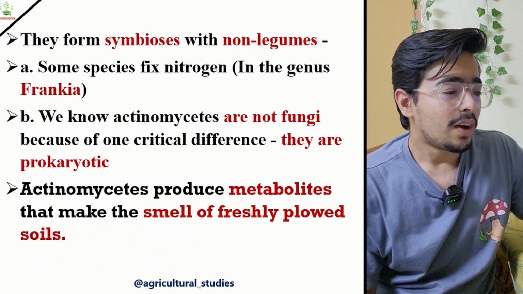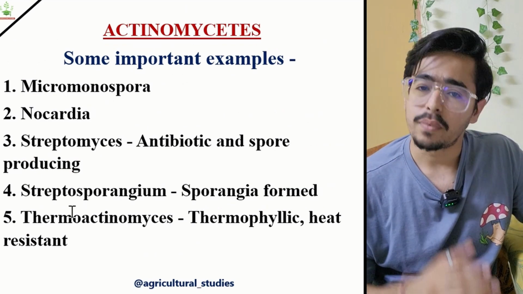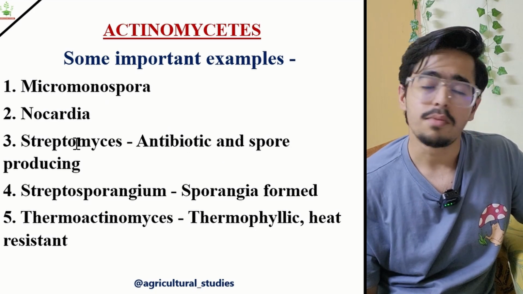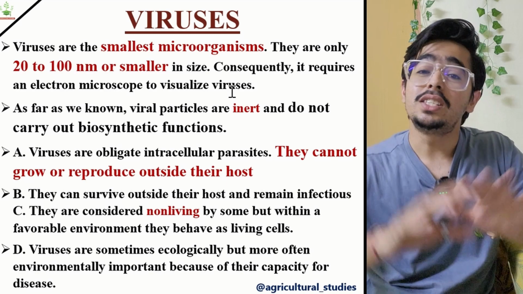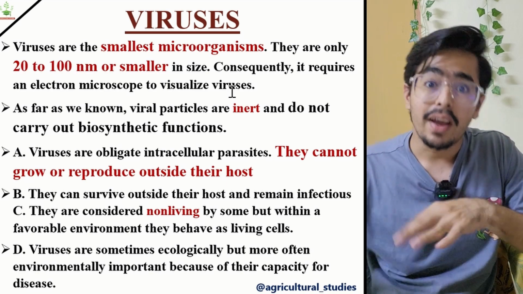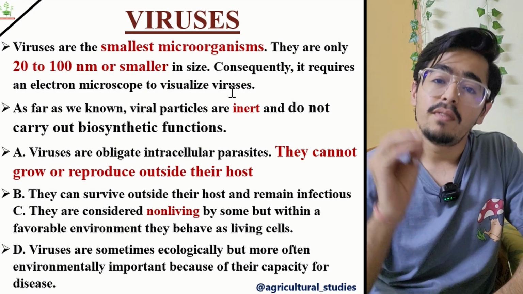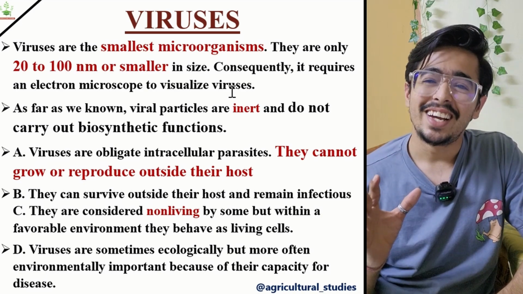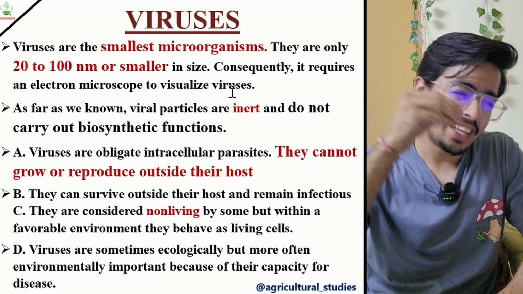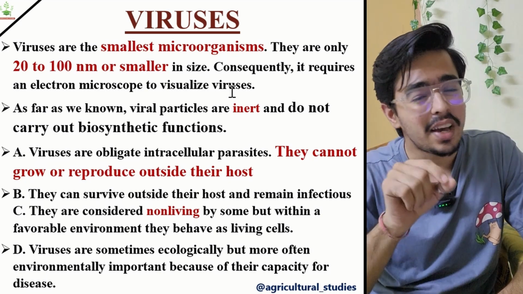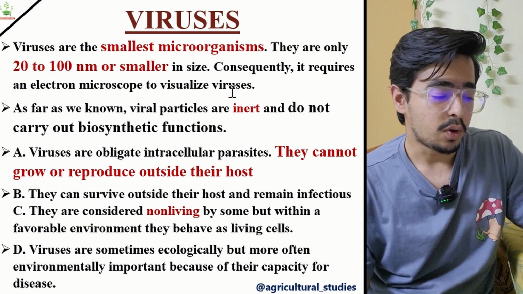Okay, so some important examples like Micromonospora, I have already mentioned those names, and you can remember some important examples of actinomycetes. Next is viruses. These are important facts related to actinomycetes that can be directly asked in various examinations. And the most important point was geosmin, which was unfortunately not mentioned on the slides, but I will surely be adding it onto the screen, so you can write that also.